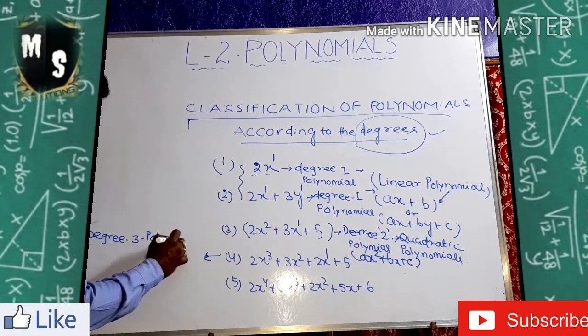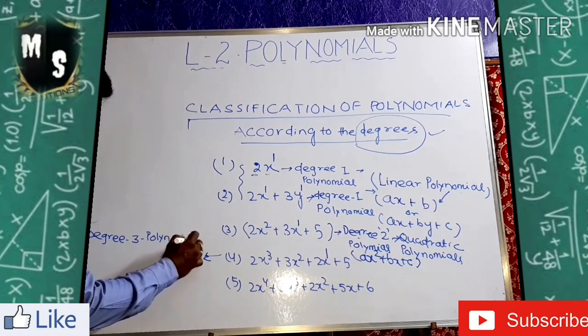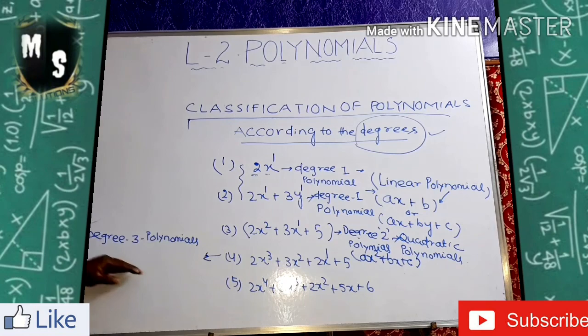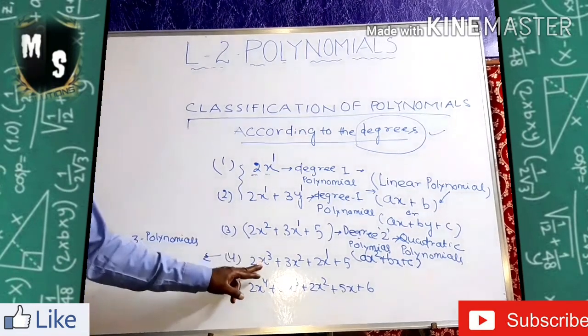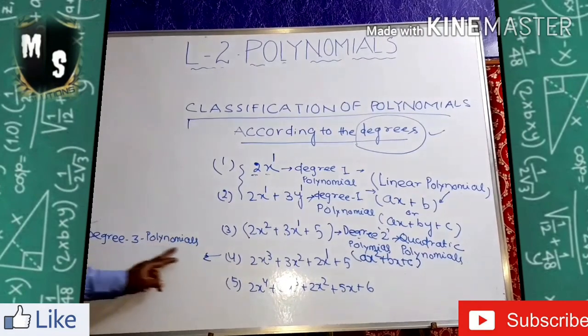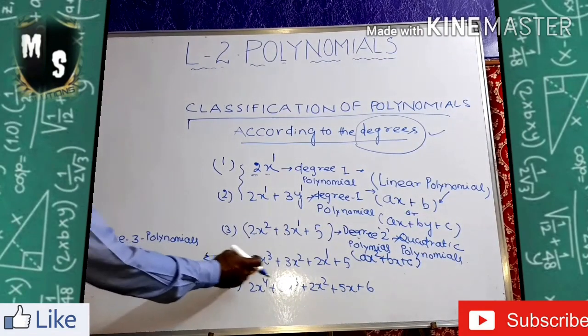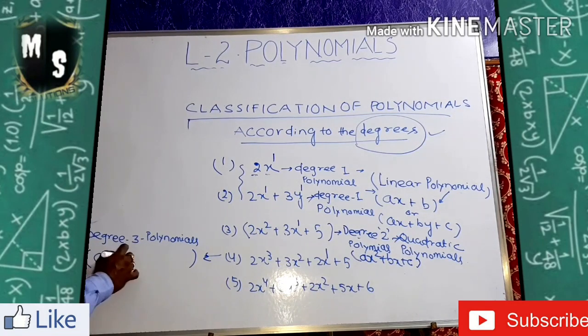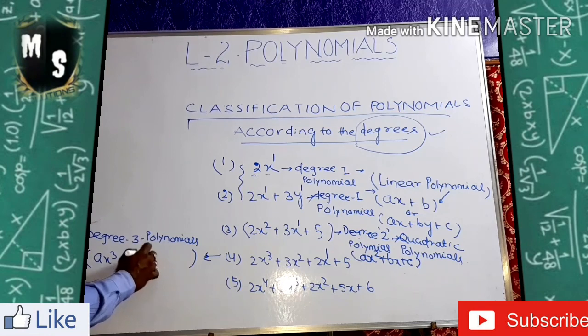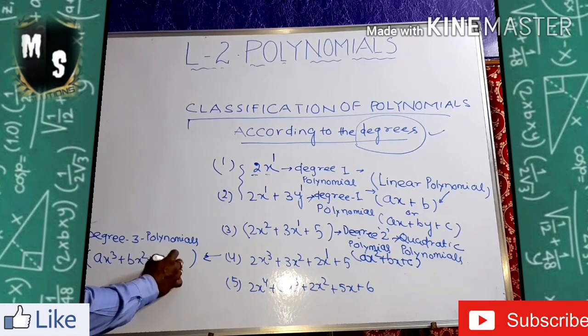Degree 3 polynomials. So what are degree 3 polynomials? Degree 3 polynomials have the variable to the power 3, and exist in one variable only. They can be identified in this format: ax cube plus bx square plus cx plus d.